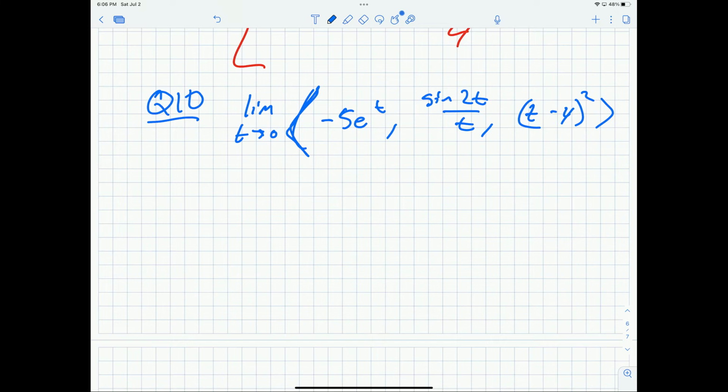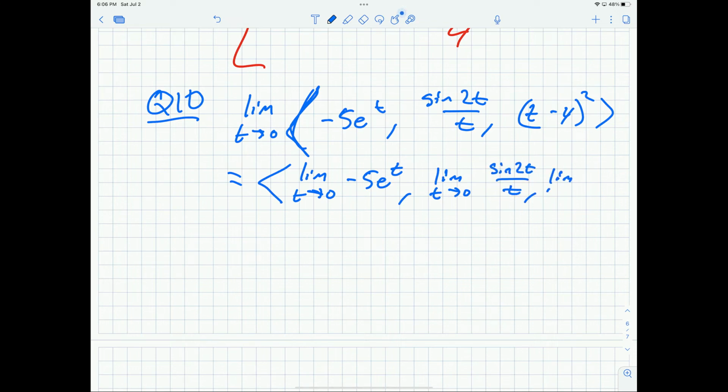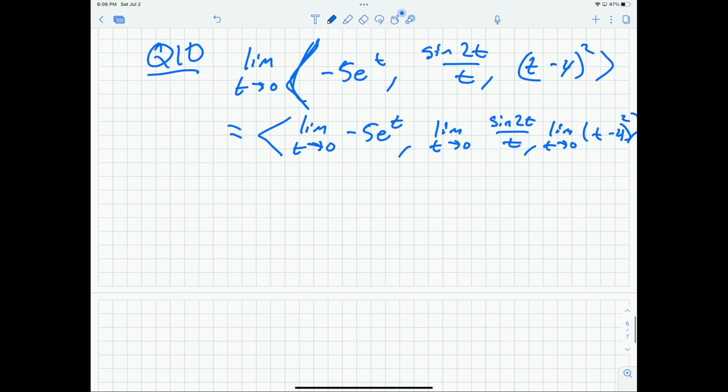The key here is that when you do the limit, you just do the limit piece by piece. So it's going to be the limit as t goes to 0 of negative 5e to the t, the limit as t goes to 0 of sine 2t over t, and the limit as t goes to 0 of t minus 4 squared. You just do those limits term by term, and you get what you get. I think on all of these, you can just plug in the 0. You plug in the 0 for e to the 0, which is 1, so you get negative 5.